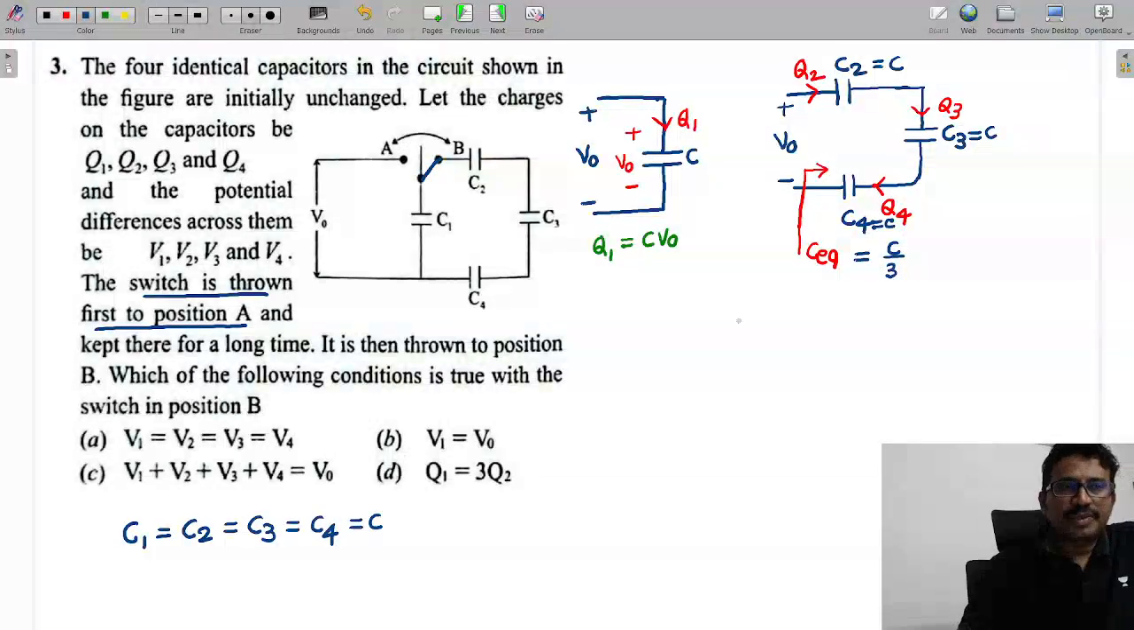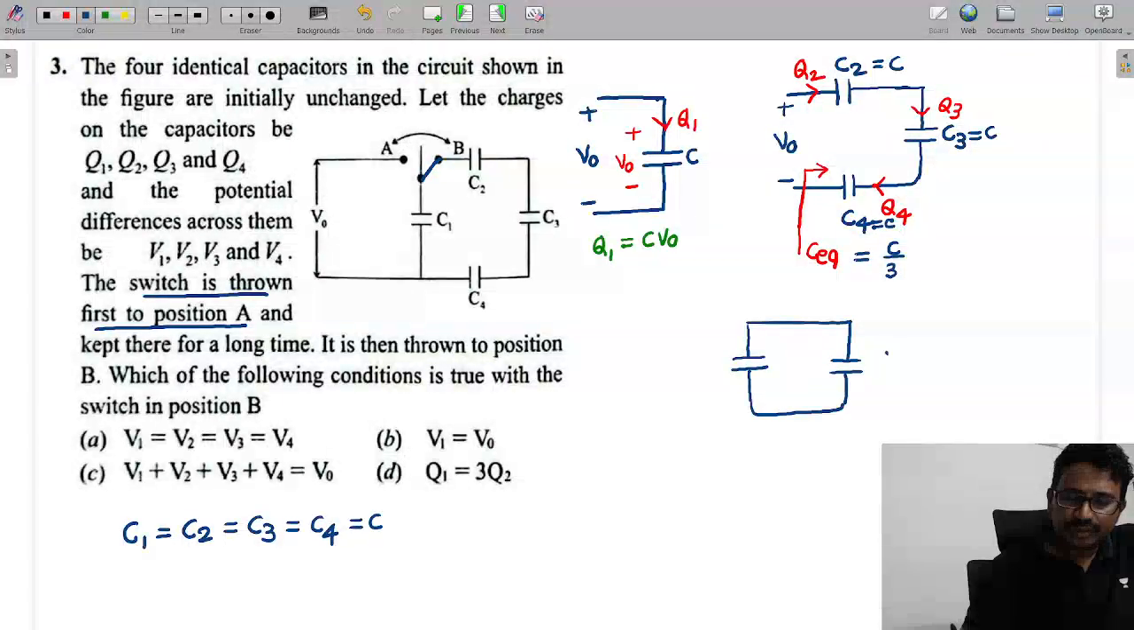Now for this combination, they have given another capacitor. This is the C1 capacitor. Here we have C1 capacitance, and this is the equivalent of these three capacitors. How much is that value? This value is C by 3, and this value C1 is equal to C only now.